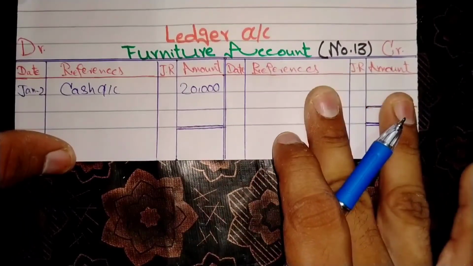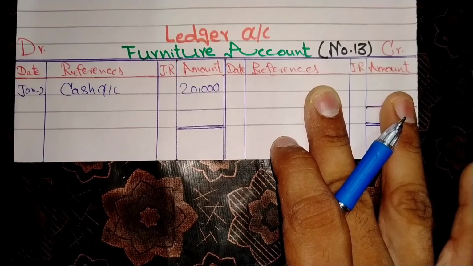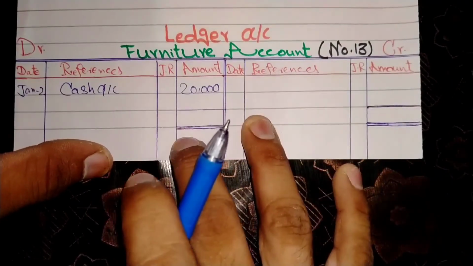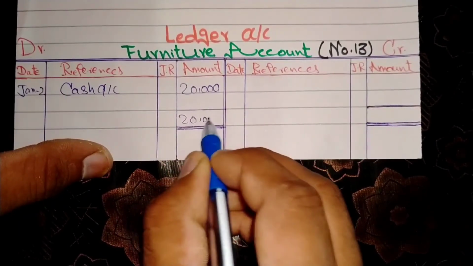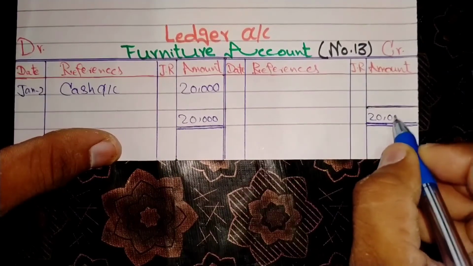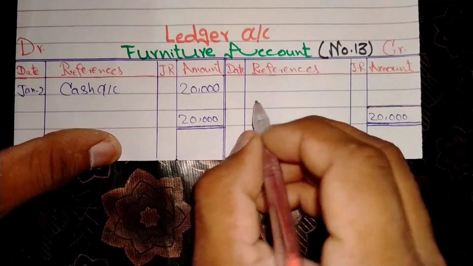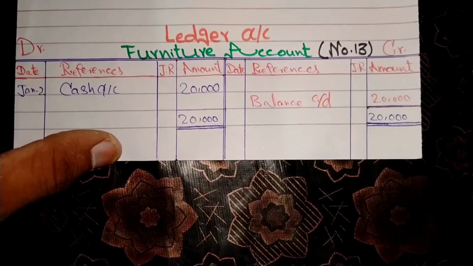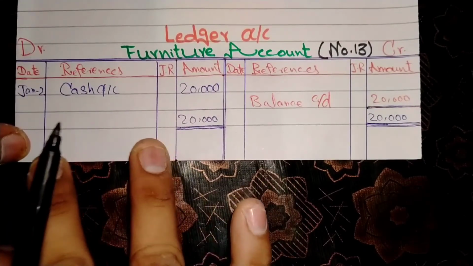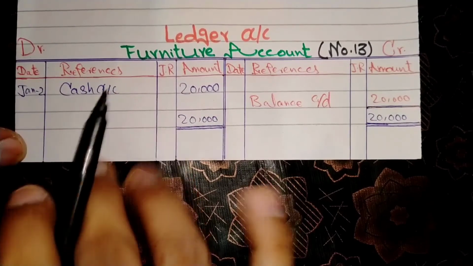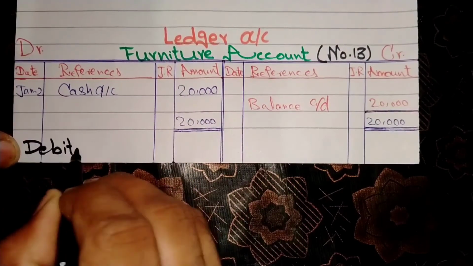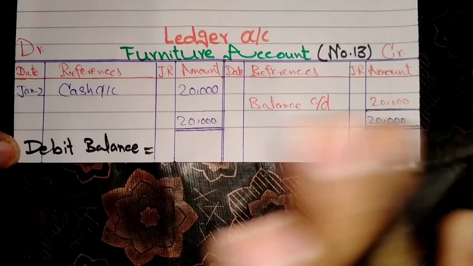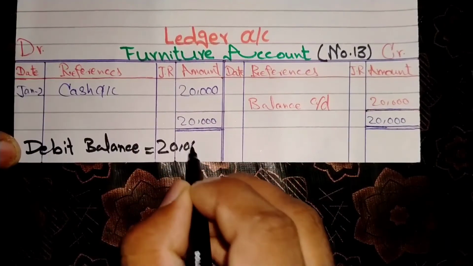There is no other transaction of furniture, same as the capital account. So we will wind up this account by balancing both sides: 20,000 in totals on one side and 20,000 in totals on the other, and ultimately we have a balance carry forward of $20,000. Same as above, we have the heavier sided balance, which is the debit balance, or the balance carry forward on the opposite side, which is $20,000, and it will be called the debit balance.